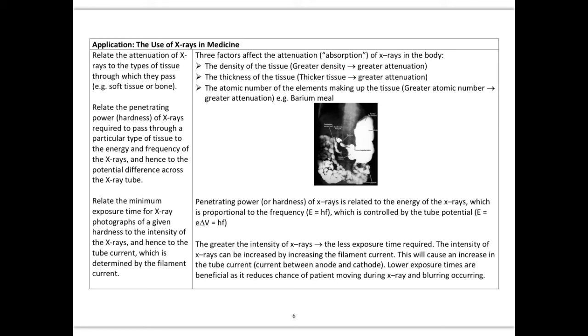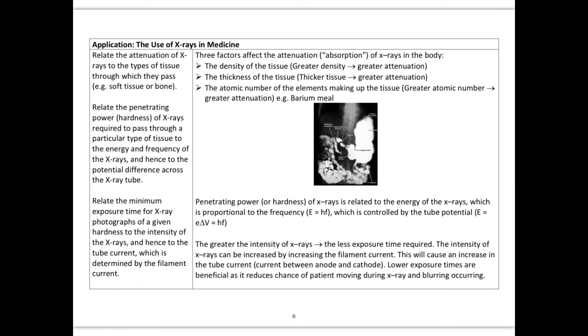So something like a tumour might be denser and therefore absorb or attenuate X-rays more than the normal tissue surrounding it, so that it will show up in an X-ray. The thickness of the tissue will affect the attenuation. So you'll need more X-rays or more powerful X-rays if you are going to image your leg, maybe as opposed to your hand, because your leg is obviously much thicker.